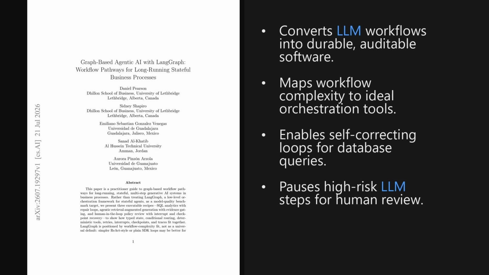Wrapping up, 2 key takeaways stand out. Graph-based orchestration converts complex model control flows into governable software, and frameworks like LangGraph excel when processes demand durable state, human oversight, and explicit audit trails. That wraps up this look at graph-based agentic workflows.